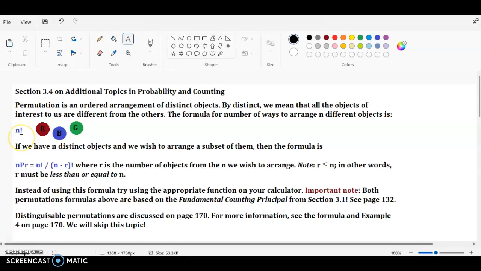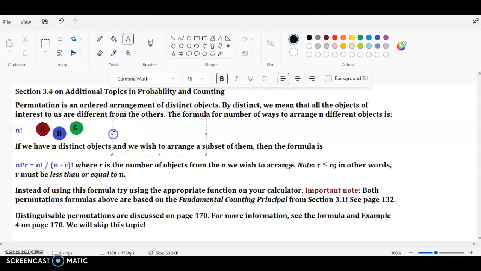The exclamation point means factorial. So in math, whenever you see an exclamation point, it does not mean that you exclaim or yell the expression out loud, right? It just means it's factorial.